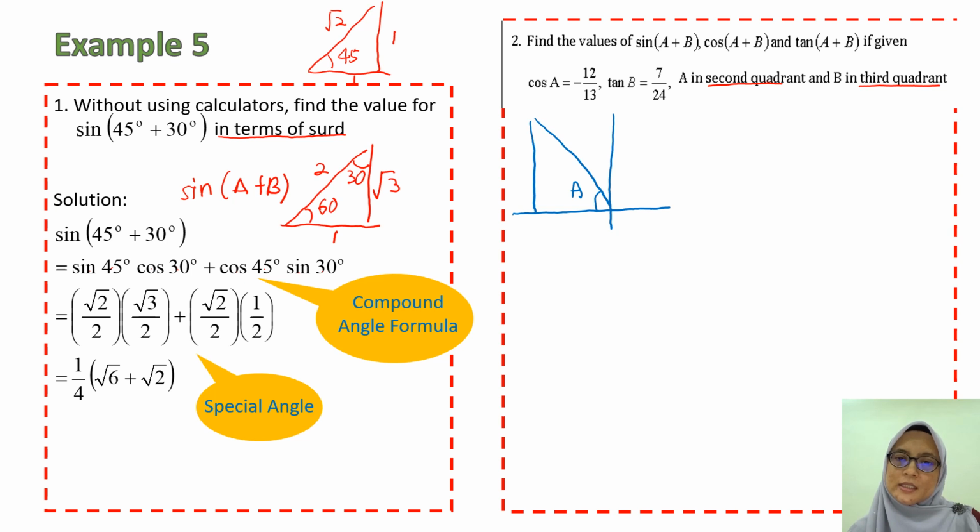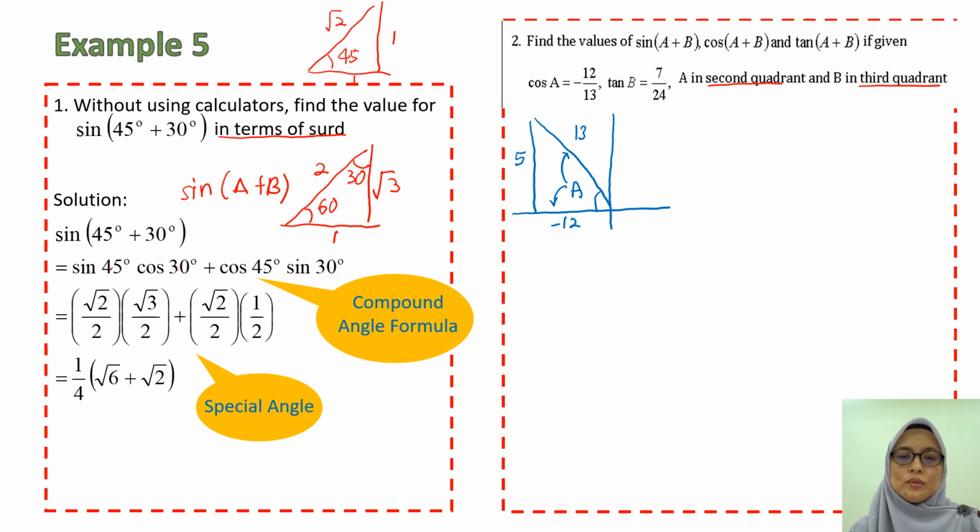Okay, so that is for angle A in the second quadrant. Given that cos A is negative 12 over 13, cos is adjacent over hypotenuse. So that means the adjacent is negative 12, and the hypotenuse is 13. So the opposite of angle A is 5, by using Pythagoras theorem.